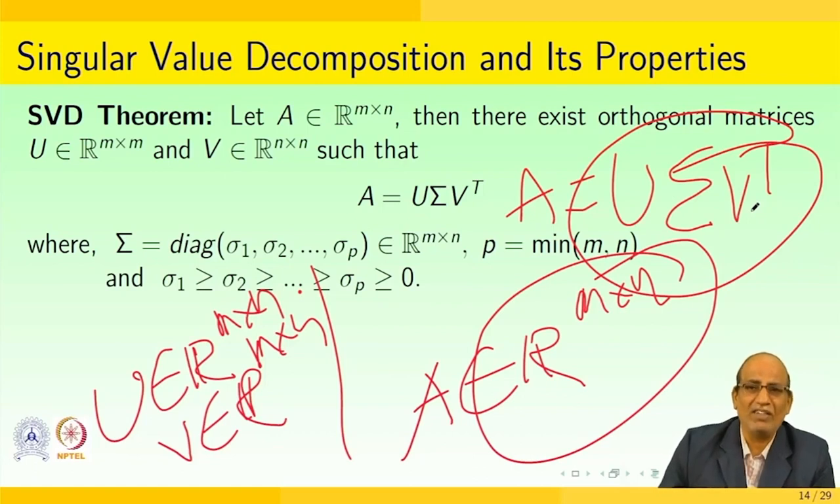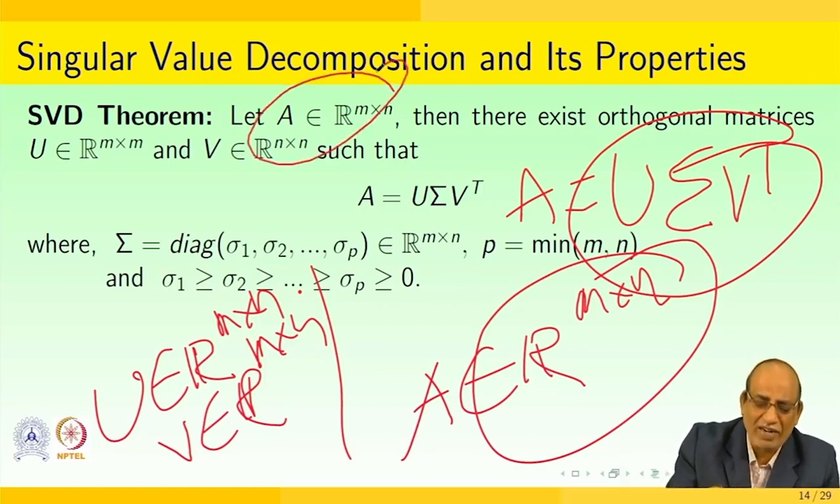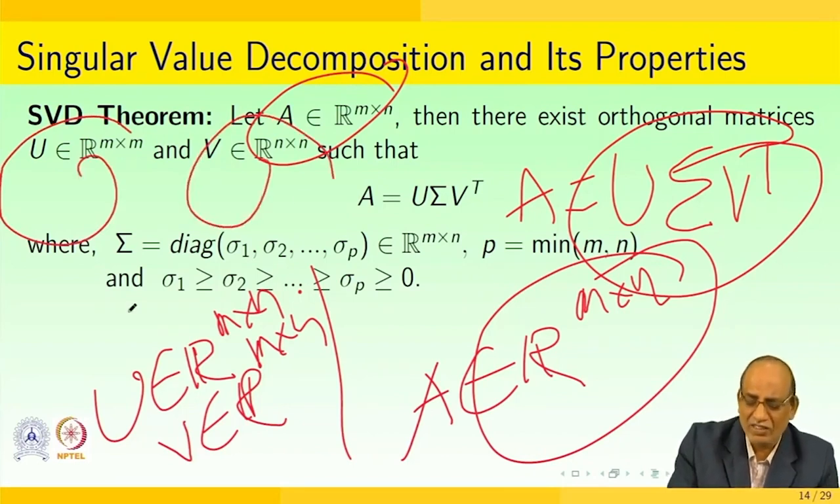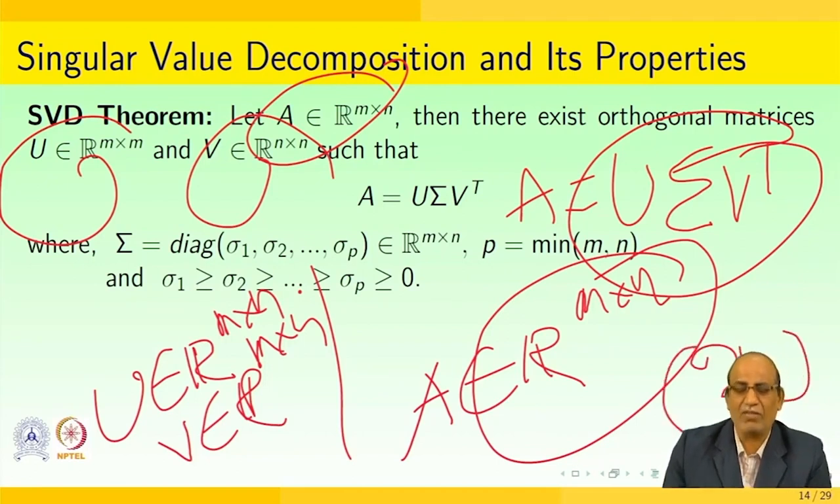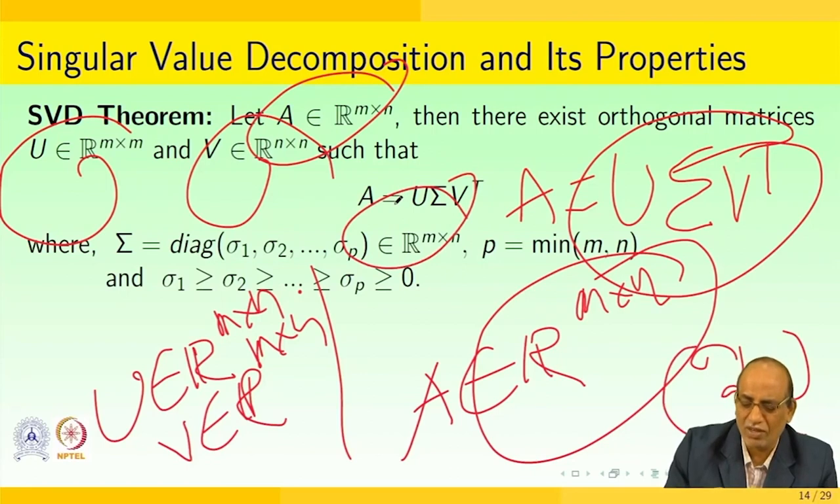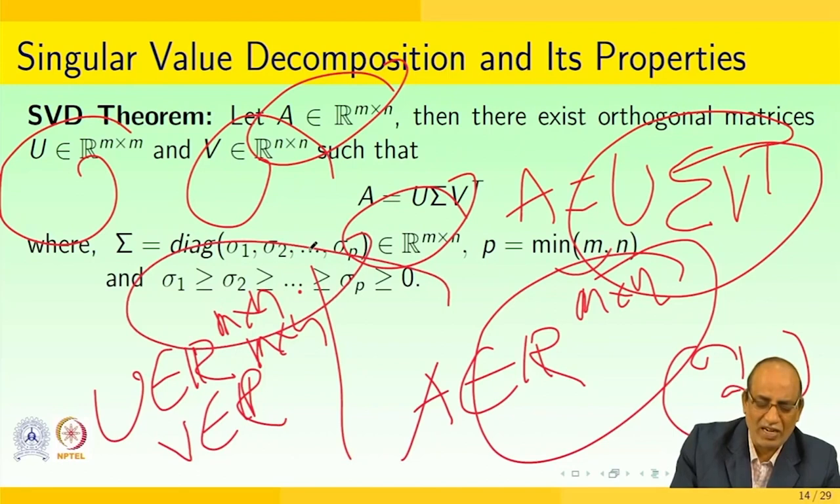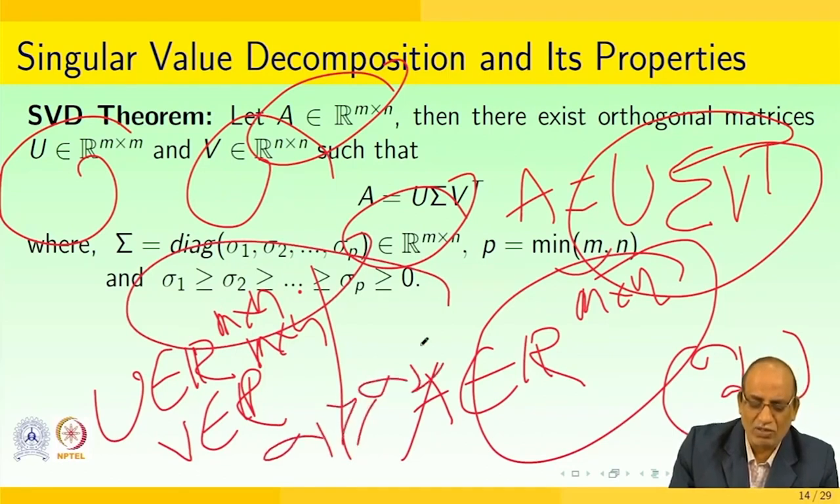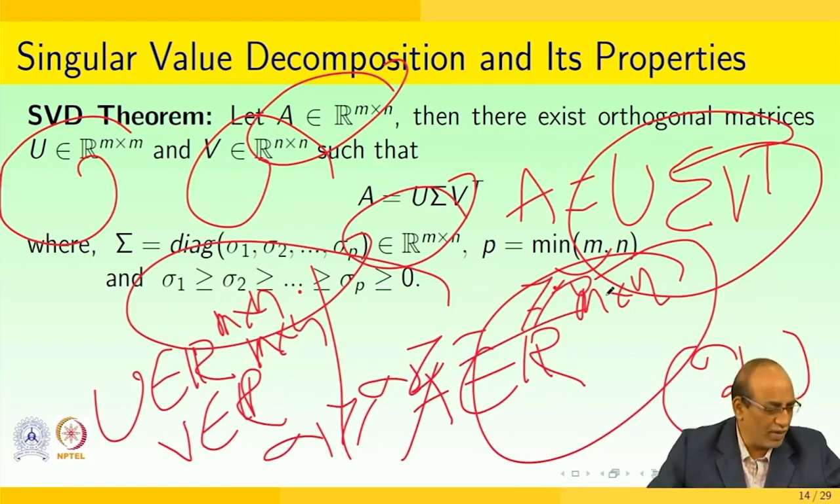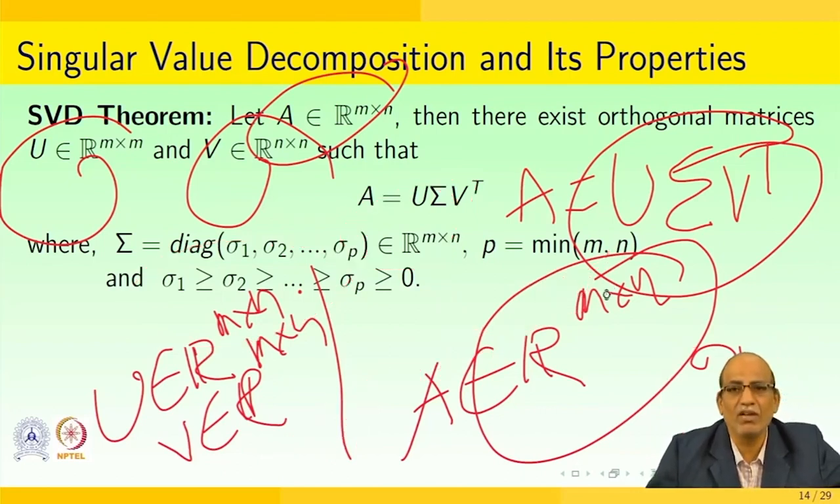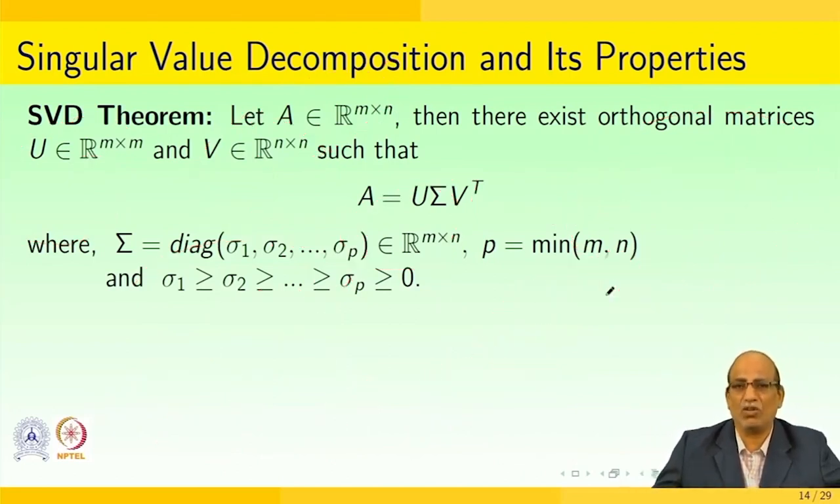So what is the matrix form of A? A is an R of M by N matrix, U is an orthogonal matrix, V is an R of N by N matrix, where sigma is a diagonal matrix with diagonal entries sigma 1, sigma 2, up to sigma n. Here P is the minimum of M comma N, and we assume sigma 1 is greater than or equal to sigma 2, and so on. Each of the sigmas is greater than or equal to 0, which allows us to use this algorithm in the proper way.